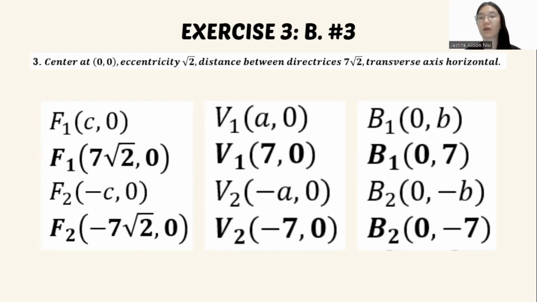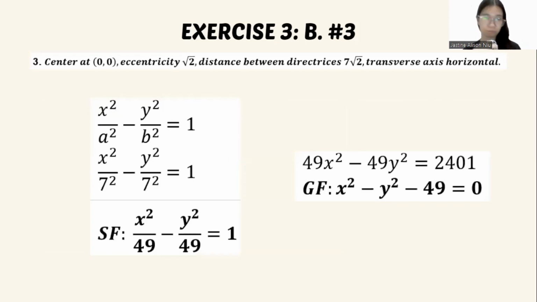Then the B1. The given is 0 and B. So we know that letter B is equals to 7. So it will be 0 and 7. Then the other one will be negated. So 0 and negative 7.